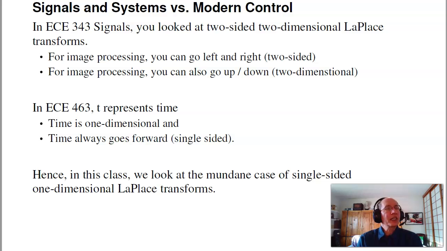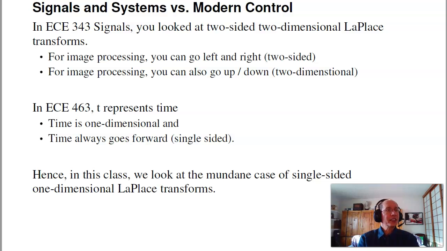Now comparing this class to signals and systems, modern control is actually easier than signals and systems. In signals and systems, you look at two-sided, two-dimensional Laplace transforms. For image processing, if I have a pixel, I can go left and right. I can also go up and down. That's your two-sided, two-dimensional Laplace transforms.